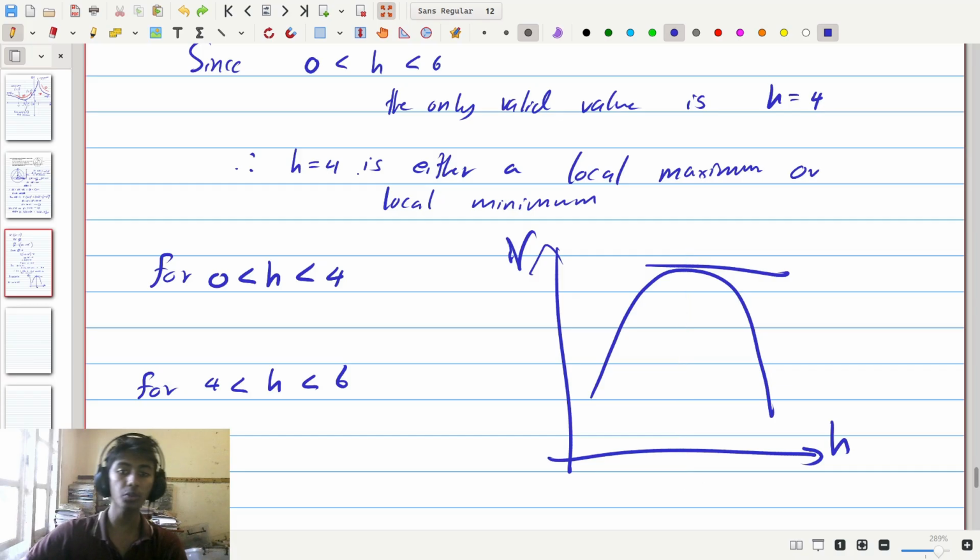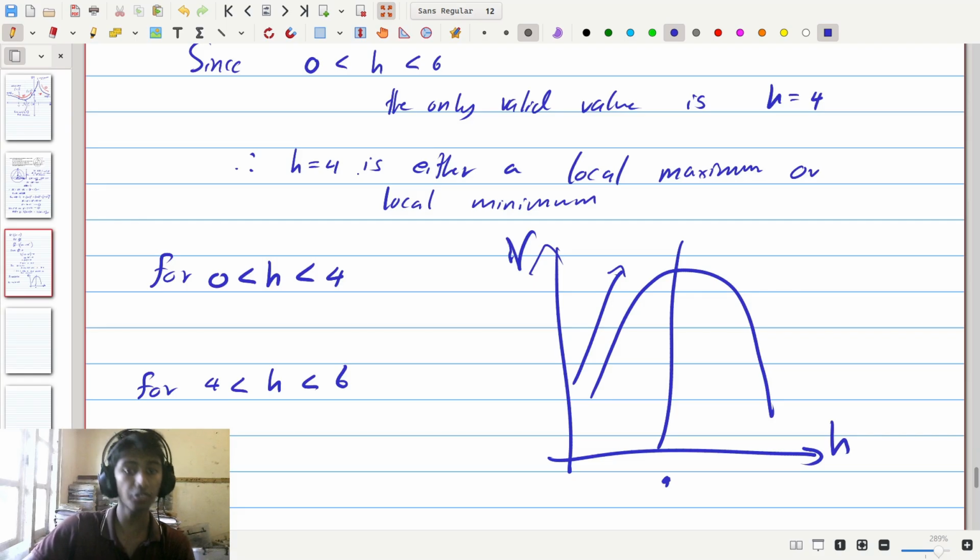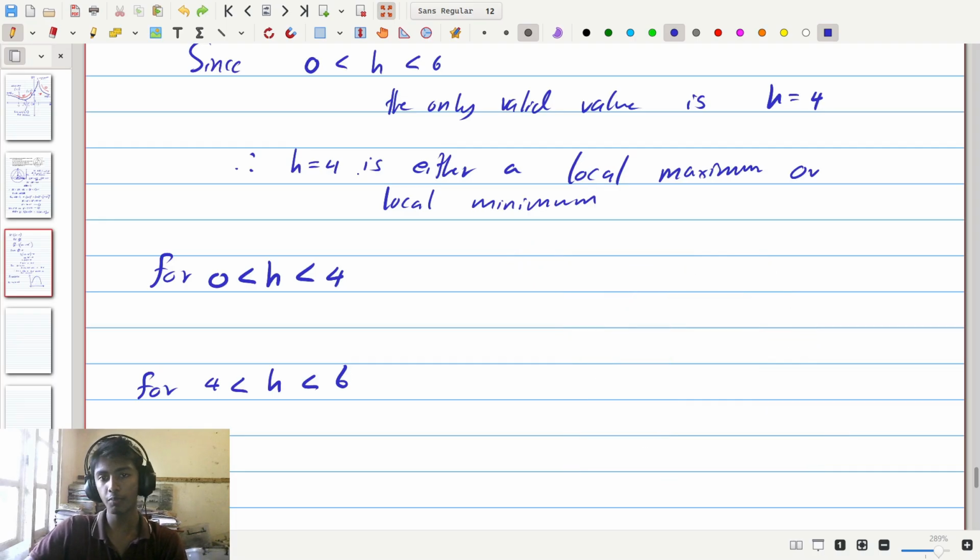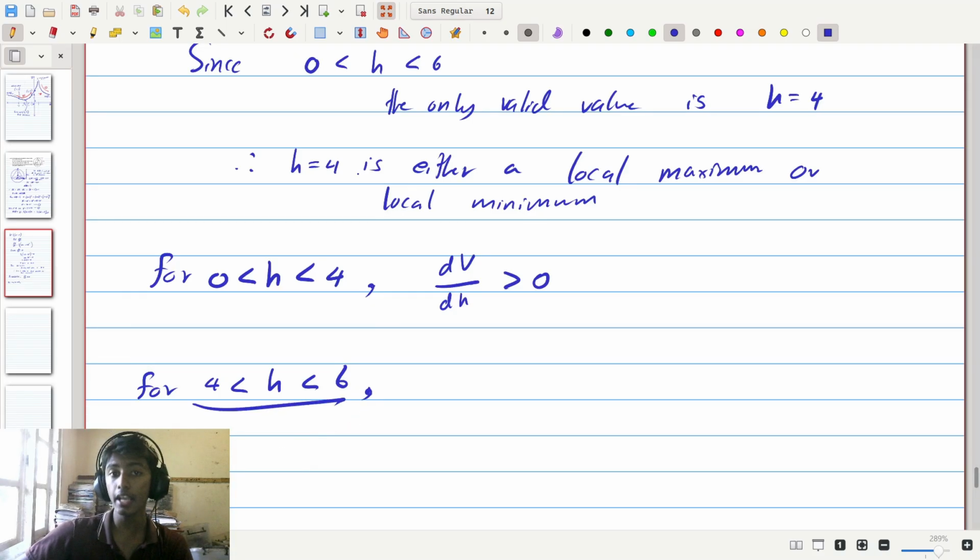So we need to make sure that for h's less than h equals 4, the graph is increasing, meaning that dV by dh is equal to some positive value, and for values of h greater than 4, it is equal to some negative value. So if we consider that, at this point you can actually cheat a little bit. The question is obviously going to give us a case where dV by dh is positive for h less than 4, so you can directly say that dV by dh is greater than 0, and in the same way for h's which are greater than 4 and less than 6, you can say that dV by dh is negative.